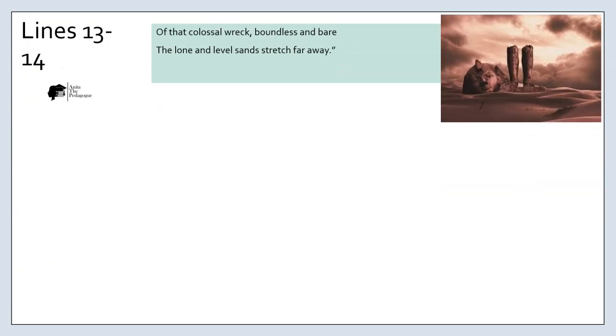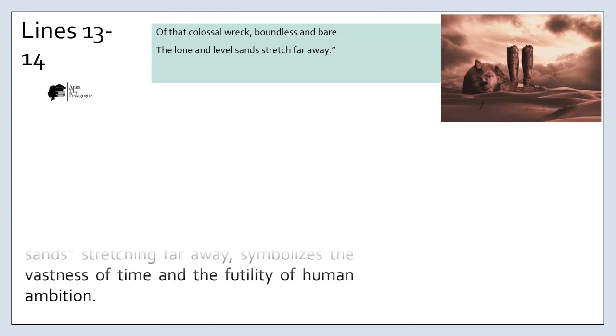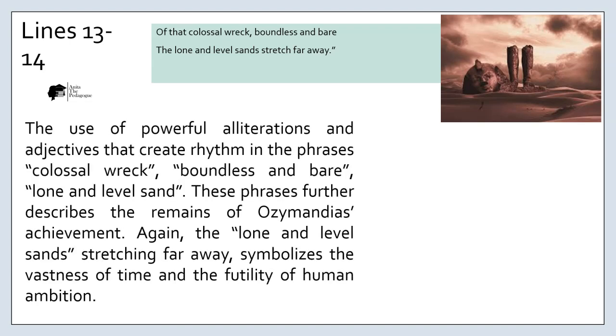Let's move on to lines 13 to 14. Here, the use of powerful alliterations and adjectives that create rhythm in the phrases: colossal wreck, boundless and bare, lone and level sand. These phrases further describe the remains of Ozymandias' achievement. Again, the lone and level sands stretching far away symbolizes the vastness of time and the futility of human ambition.